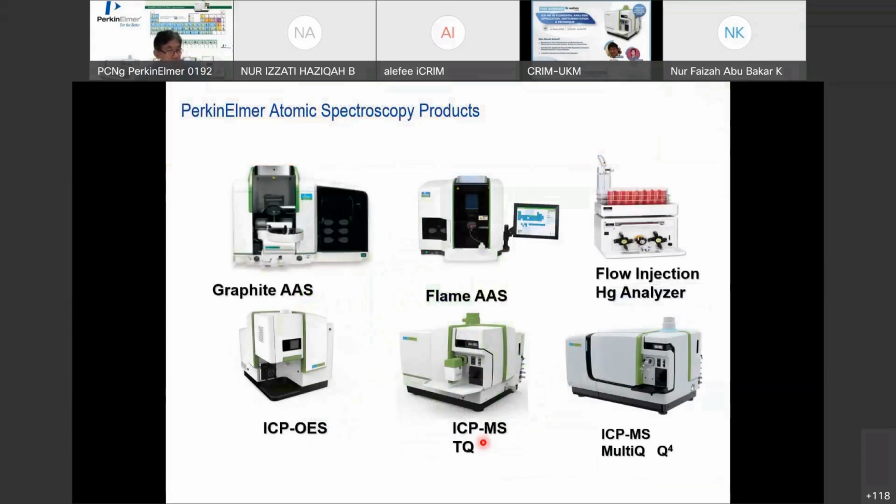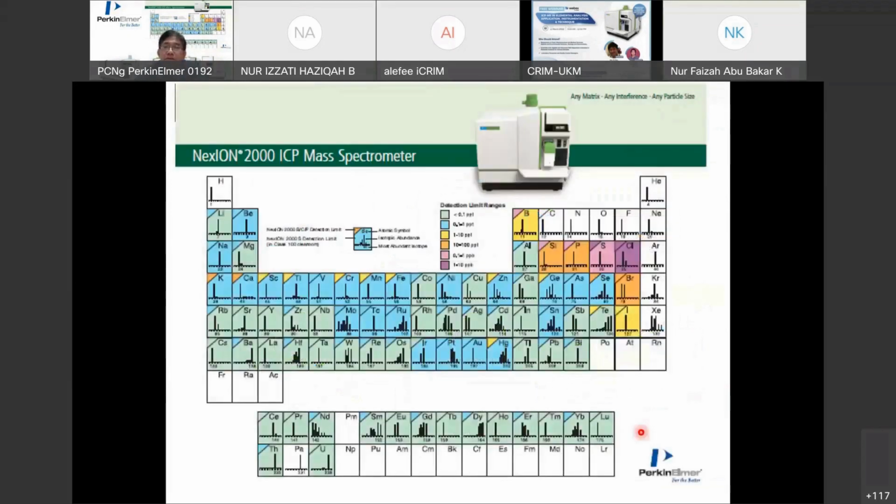Coming to atomic spectroscopy, it has this list of instruments: the PinAAcle analyzer, flame AAS, graphite furnace, ICP-OES, ICP-MS, and so on. Basically today we are talking about elemental analysis based on the elements in the periodic table. ICP-MS can analyze up to about 75 elements in the periodic table. AAS covers about 68 elements; certain elements cannot be done by AAS.